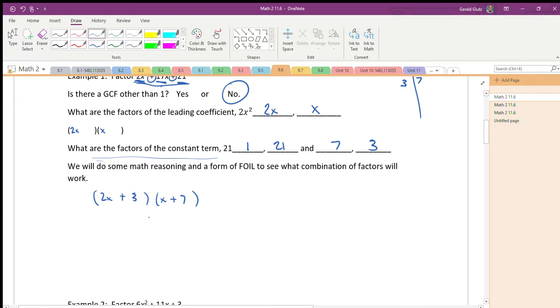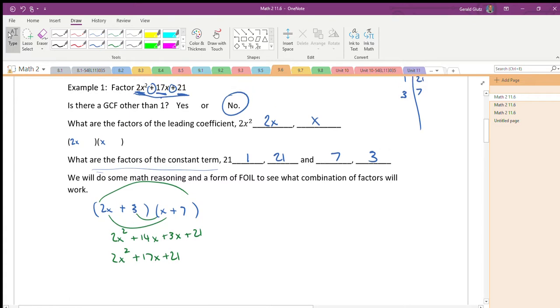So if I use FOIL to multiply these two together, 2x times x is 2x squared. Multiply the outside to get 2x times 7, that's 14x. 3 times x is 3x. 3 times 7 is 21. Oops, I didn't combine like terms. Combine the like terms, so 14x plus 3x is 17x plus 21. So is that what we started with? Yes, it is. So I factored this correctly.